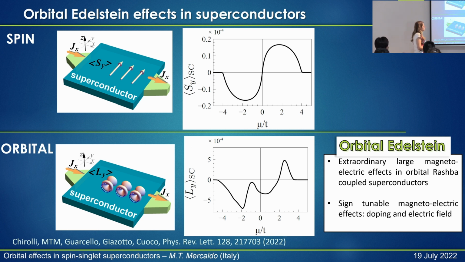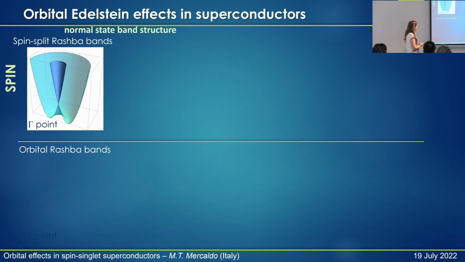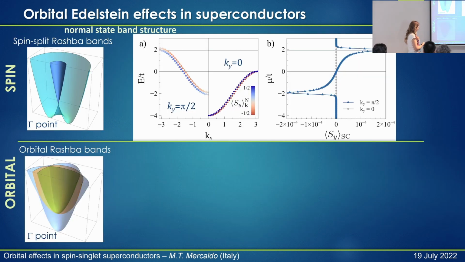And also, it's sign tunable. One can say there is a sign change also in the spin case, but it occurs exactly at mu equals 0, because we are considering a square lattice, and so you have an extra sublattice symmetry. But here, instead, you can have a sign change which is tunable. And let me say a bit more about that. Let's put all things together.